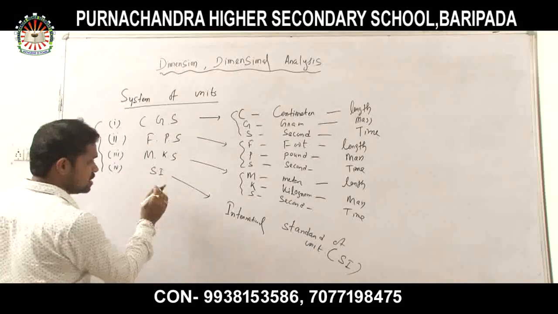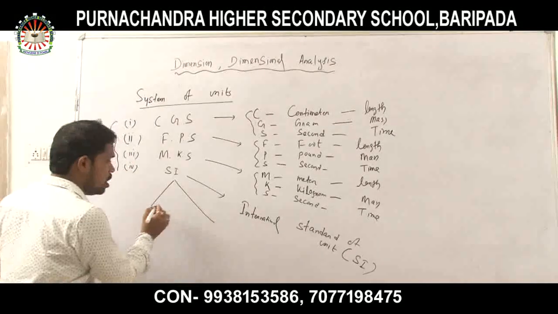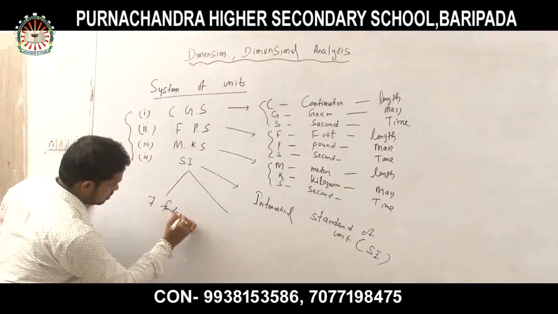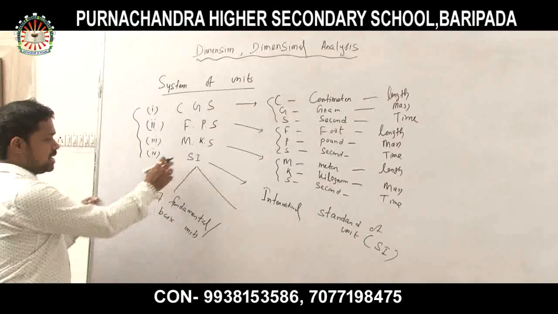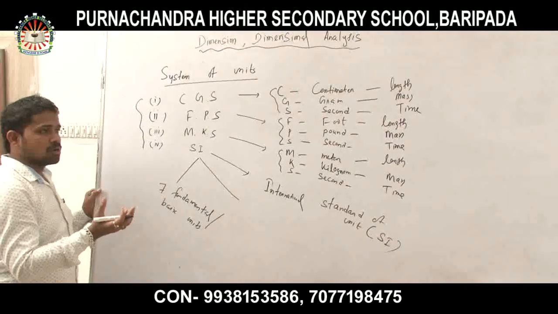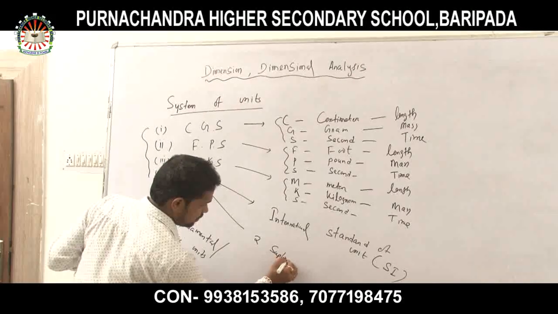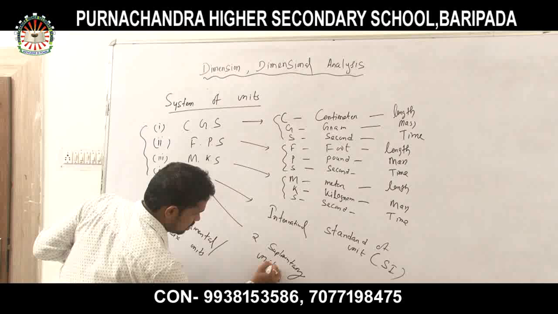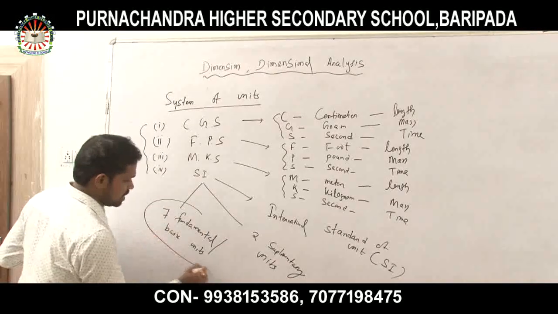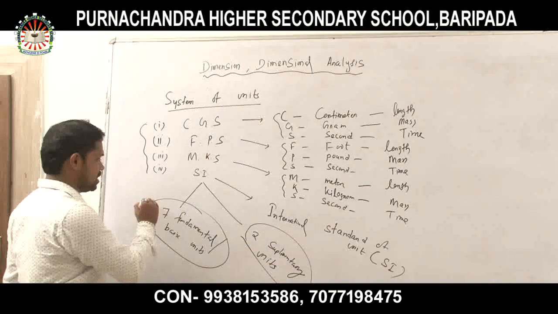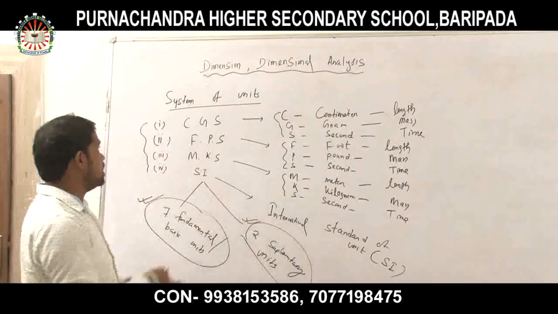Clear? And the SI, the International Standard of Unit, in the previous video lecture we discussed 7 fundamental or basic units. So what does the SI consist of? It consists of 7 fundamental or basic units and 2 supplementary units, which we have already discussed in our previous session. Clear? So these are the systems of units.